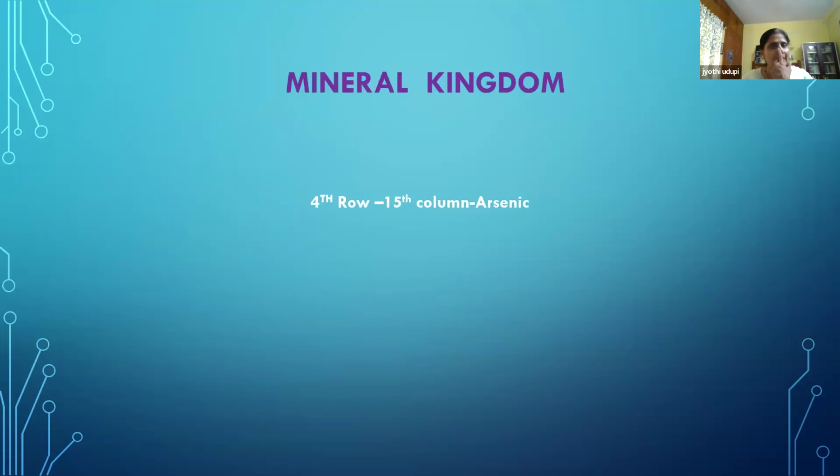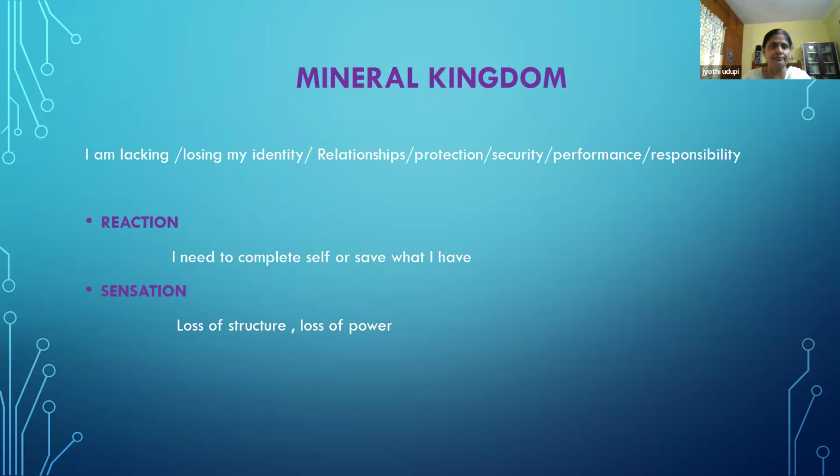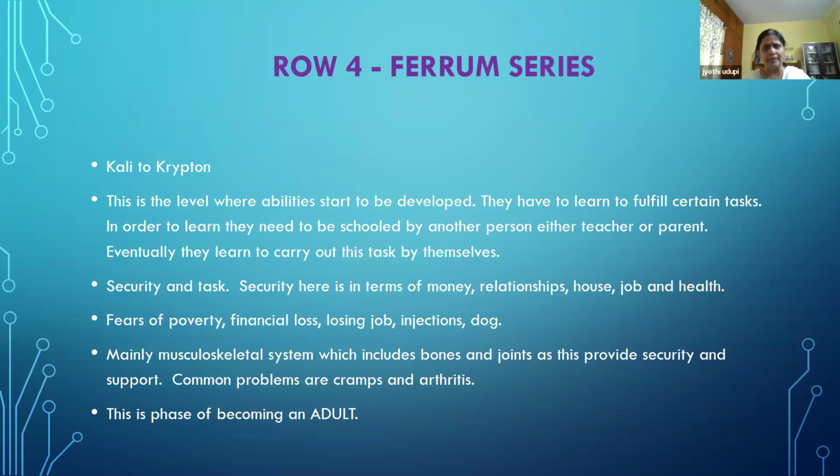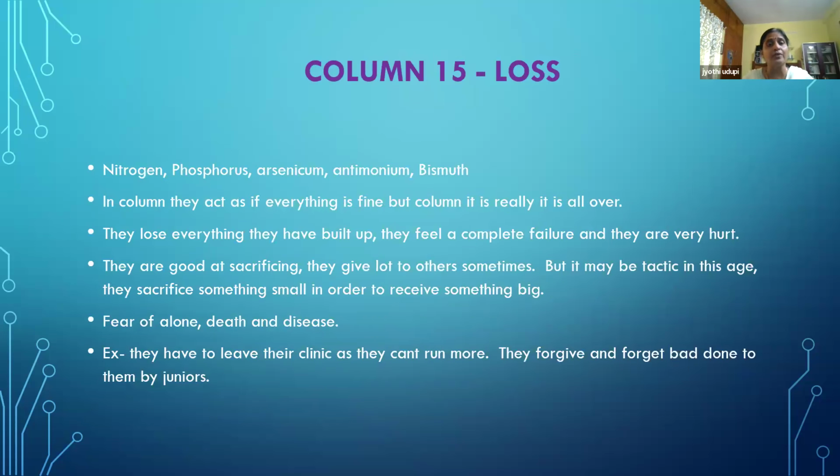So you all know this Arsenicum album is row 4 and 15th column. So what does the Mineral Kingdom say? I am lacking, losing, relationship, protection. This is what we all spoke about. Row 4, control and rigidity. This also we spoke about. And this is the Ferrum series. And column 15, lose. Losing something.